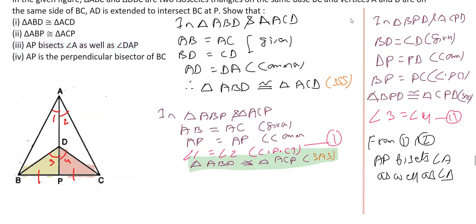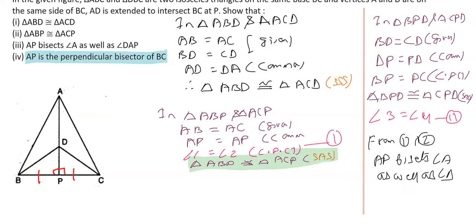Later, what we have to prove here is that AP is the perpendicular bisector of BC. Perpendicular means we have to prove that this is 90, or maybe this is 90. Any of them will work. And bisector means we have to prove BP is equal to PC. And we have already proved BP is equal to PC from CPCT.